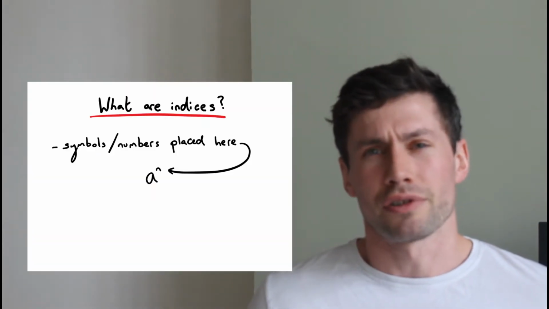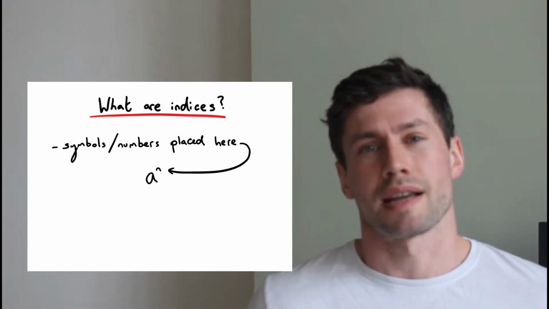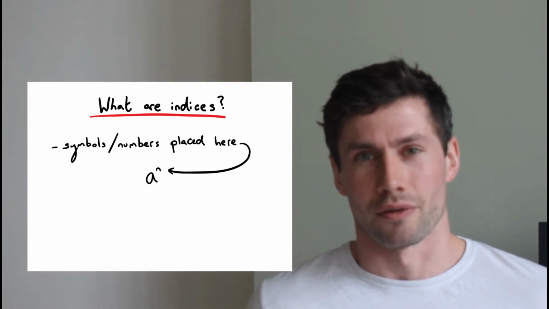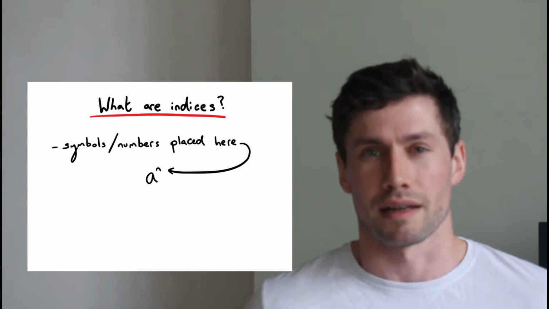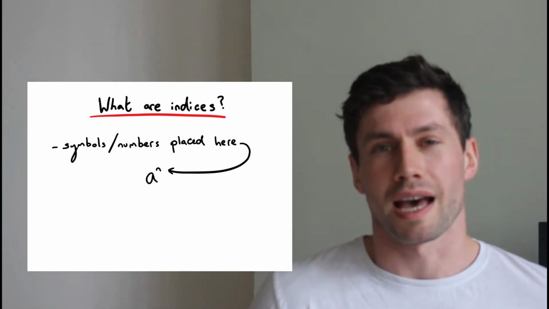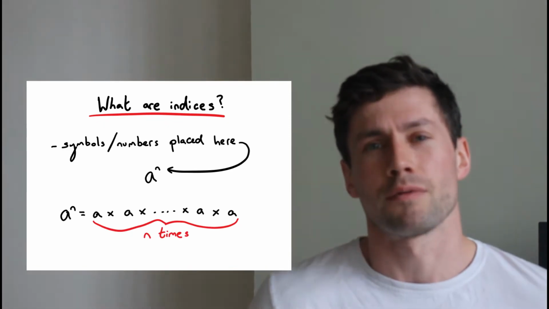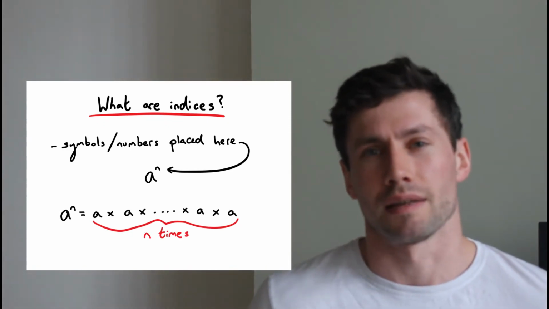So what are indices? Well, indices are basically notation. They are numbers or symbols that we place in the top right hand corner of another number or symbol that will tell us how many times it is multiplying by itself. For example, if we had a to the power of n, this would be a times itself, n times.